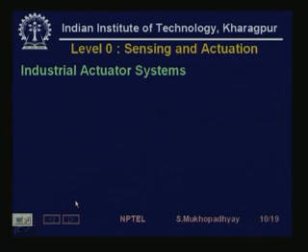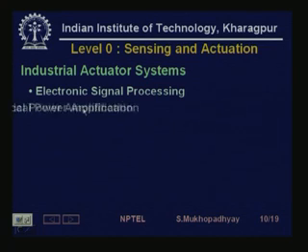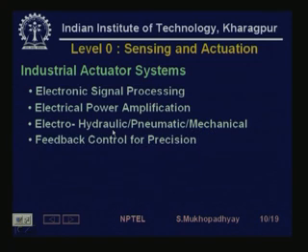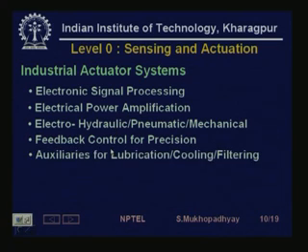Just like we did for an industrial sensor, let us see what we are going to do for the actuators. So in industrial actuator systems, you will again find electronic signal processing, you will find power amplification, as we have said, you will find electro-hydraulic, pneumatic or mechanical elements, you will find feedback control for precision, so that the exact value will be reached. You will find lots of auxiliaries because these devices are generally power devices, so they need additional auxiliary systems for lubrication, cooling, filtering, etc.